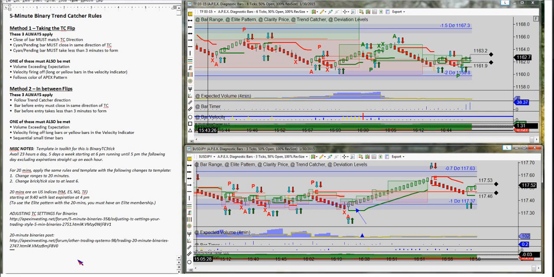Everything else still applies. You're going for a momentum scalp is basically what you're doing with the 20 minutes also. 3 ticks or 6. You put at least 6 ticks in for the 20 minutes. And I've seen people go with 8, and I've seen people go with 14. It just kind of depends.